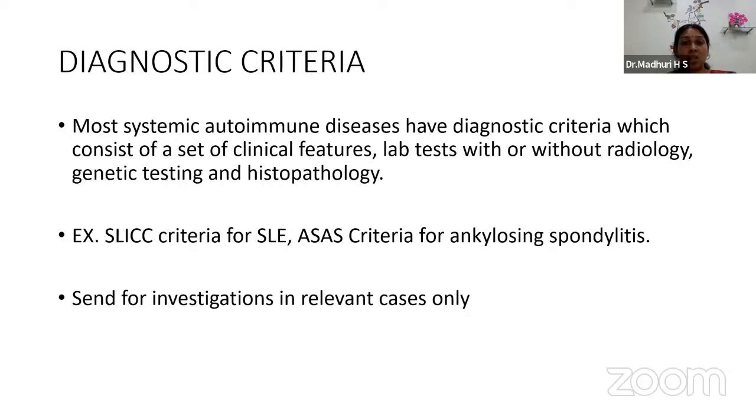Remember, each diagnosis will stick with the patient for rest of their lives, and you cannot be misdiagnosing any patient. So these diagnostic criteria contain clinical features and lab tests. Some diseases contain additional features like the MRI, like in ankylosing spondylitis, MRI report is one of the diagnostic criteria, and genetic testing or the biopsy can also be included. Example is SLICC criteria for SLE. There may be 2-3 criteria also for each of the diseases.